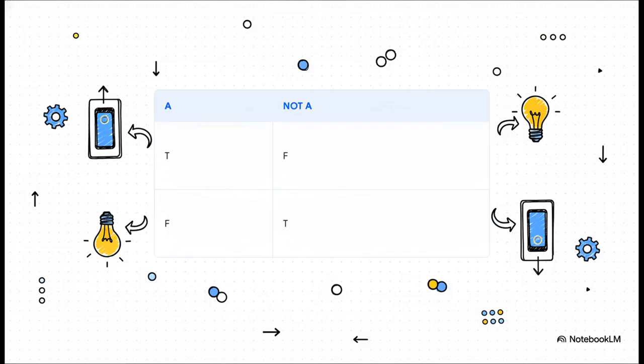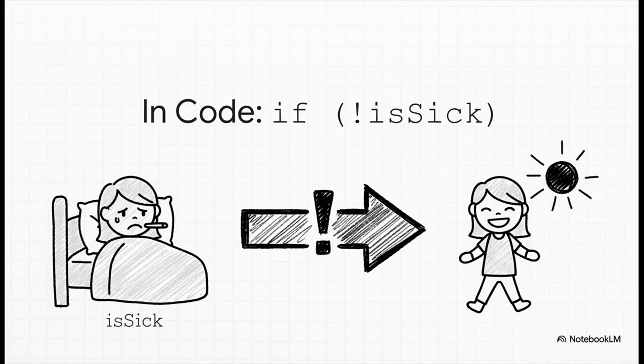It's just the exact opposite of the current state. And look at this truth table. It's about as simple as it gets, right? If A is true, not A is false. If A is false, not A is true. That's it. It's a perfect flip every time. In a lot of programming languages, you'll see this as an exclamation point. So when you see !is_sick, that's just a programmer's shorthand for saying if the condition is_sick is not true.